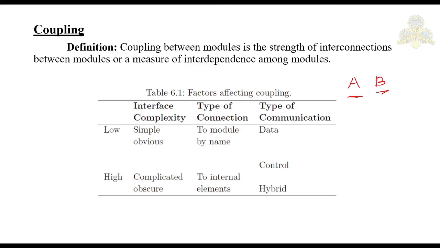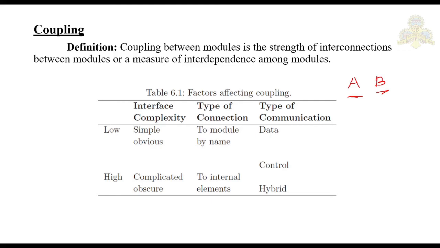So we say that coupling increases with complexity and obscurity of the interface between the modules. Obscurity is nothing but unknown things. So to keep the coupling low, we would like to minimize the number of interfaces per module and the complexity of each interface. An interface of the module is used to pass information from one module to another module.